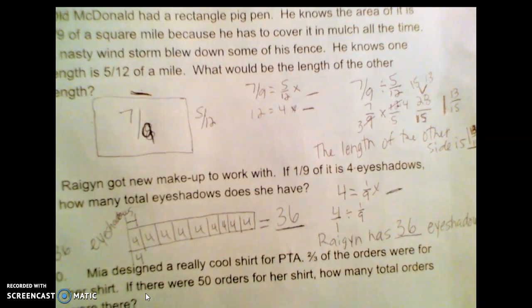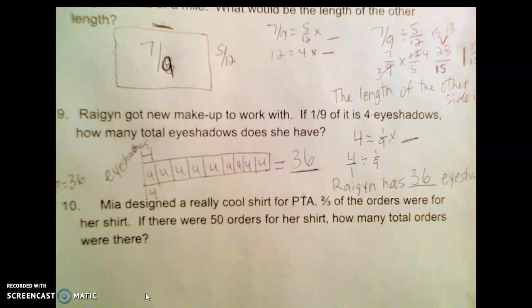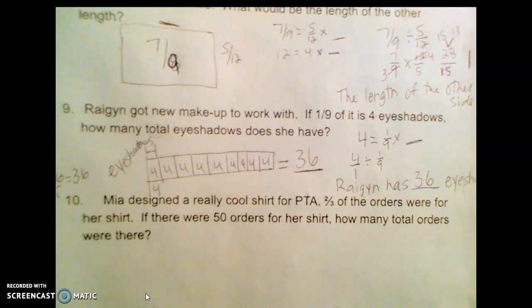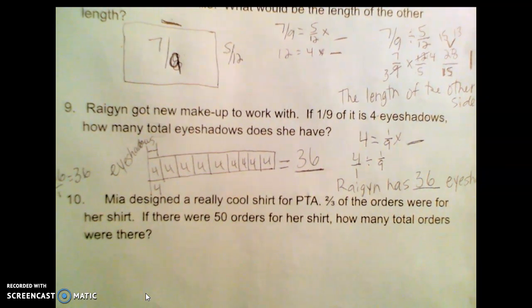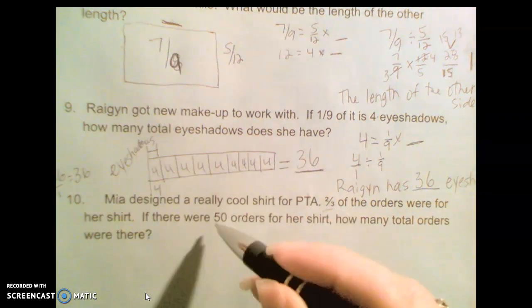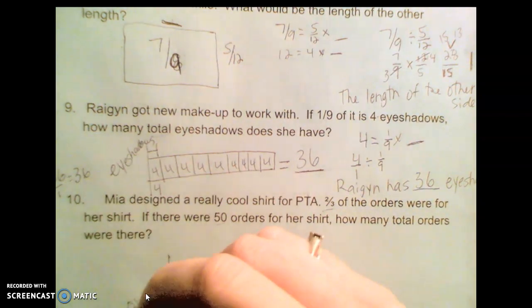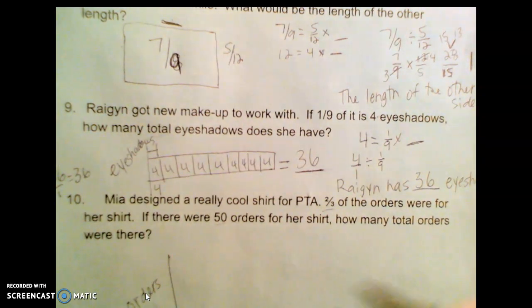Mia designed a really cool shirt for PTA. 2/3 of the orders were for her shirt. If there were 50 orders for her shirt, how many total orders were there? So again, this is very similar to that one up there. I'm telling you this part is 50. So my answer statement is the total orders were blank. So who or what is this about? It's about orders.